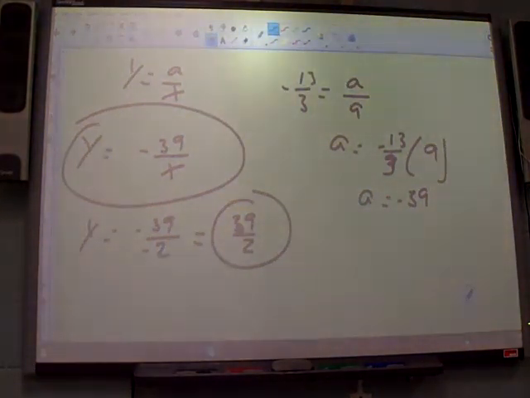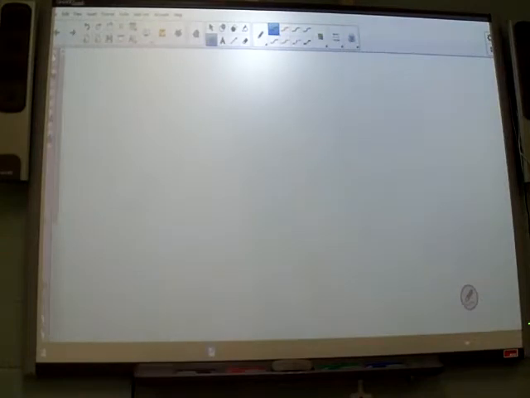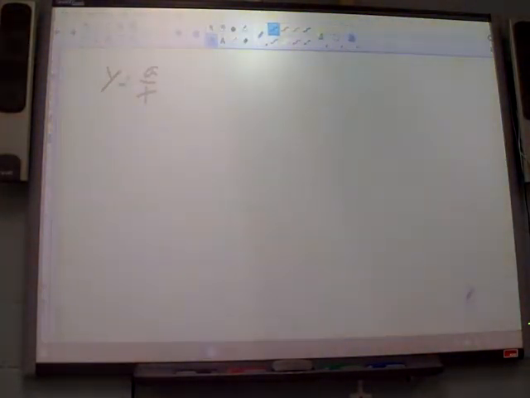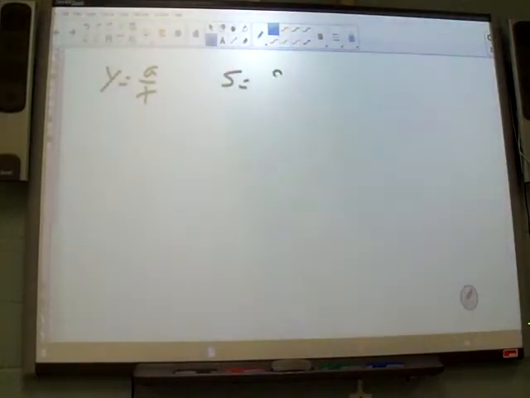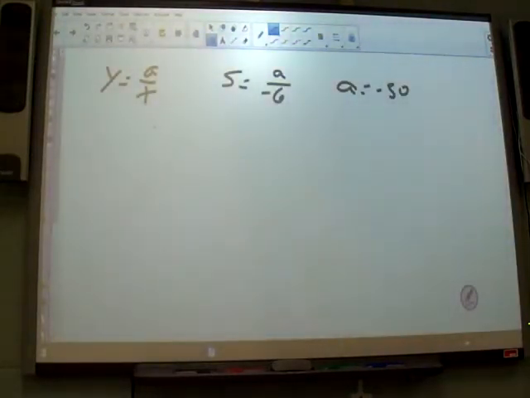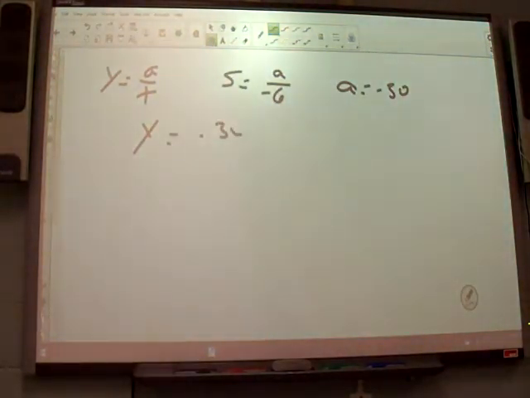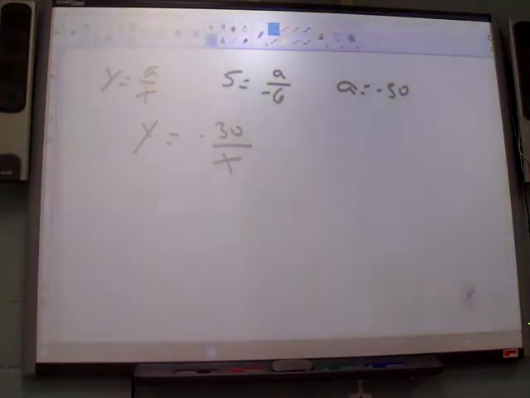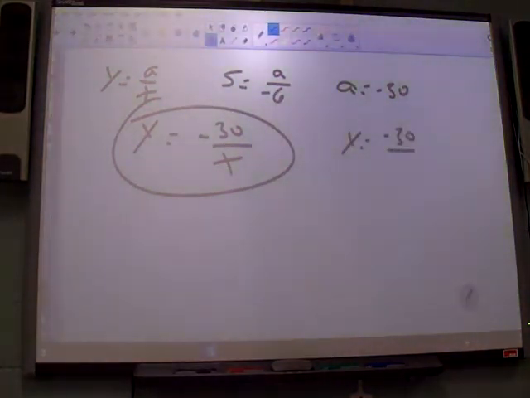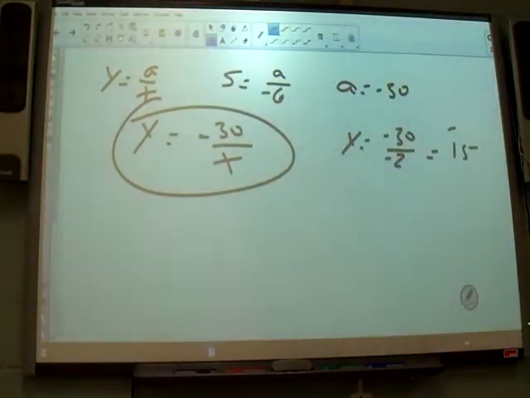Okay, number 3, moving right along. Y equals a over x. So that would be 5 on number 3 equals a over negative 6. So 5 times negative 6 gets you your a of negative 30. So your first answer is y equals negative 30 divided by x. Then you plug a negative 2 in for that. So y would be negative 30 divided by negative 2, which would be 15.